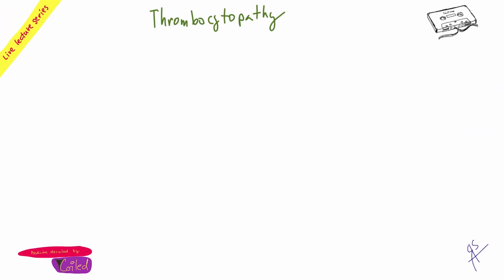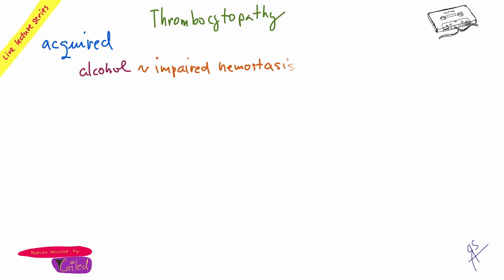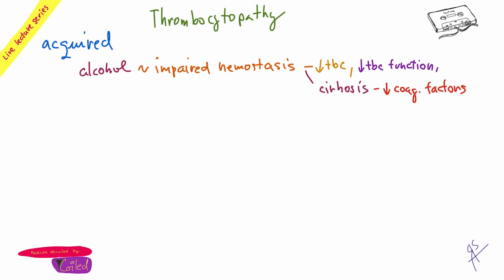But if we get to acquired ones, remember again, nasty alcohol. Let's say impaired hemostasis, because alcohol will cause what? Decreased levels of thrombocytes, impaired thrombocytes, and what else? Cirrhosis, so all of your factors will be down. So remember, alcoholics, they always bleed. So they have problems with this.